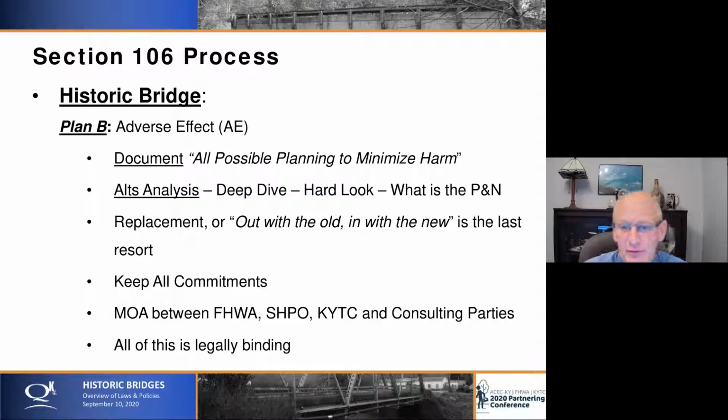Is this a major thoroughfare that needs unposted, no weight restrictions, or is it barely used out in the middle of nowhere, leading just to a couple of houses? So what do we have to do to serve the traveling public? So we document our replacement.